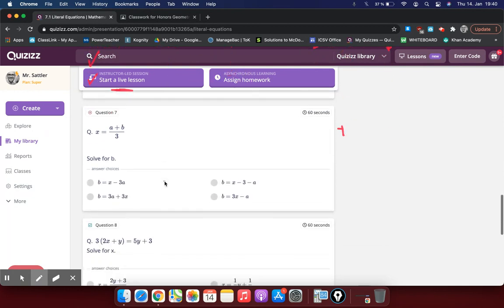Okay, number 7. Solve this for b. Multiply both sides by 3. Again, just multiply by the denominator. So we have 3x equals a plus b. And now how do we undo this addition? Subtraction. So subtract a. And so that's just 3x minus a, because this 3 is stuck to the x by multiplication. And now that's it. Look for that option right here.